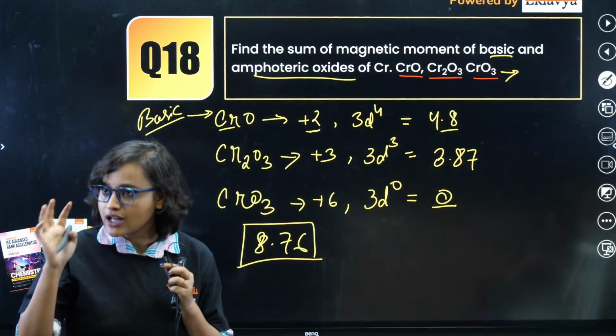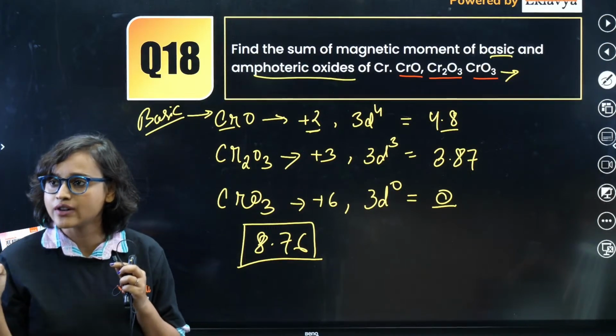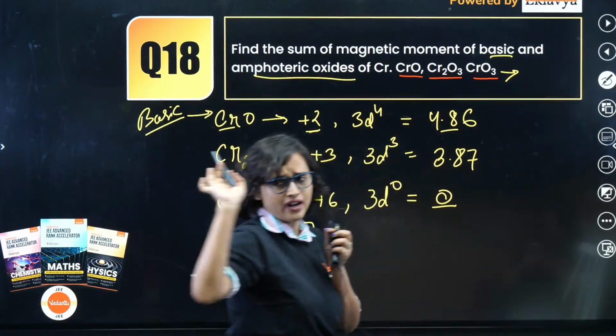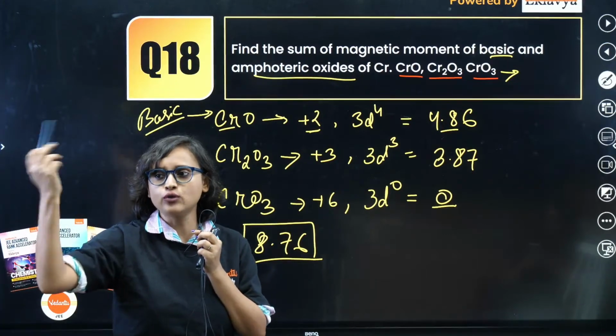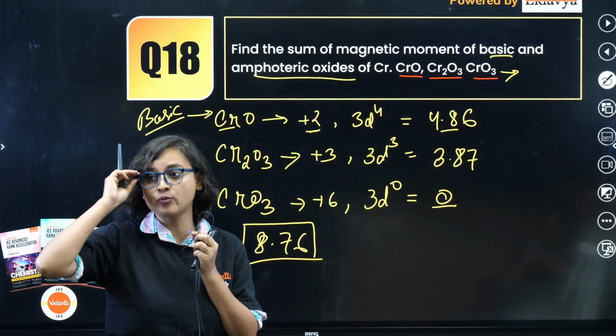Yes, up to 2 decimal was required. So even if it is that, it will be around 4.86. I'm guessing, I haven't calculated it, but you can calculate 4 plus 2 root over. If you do, how much will you be getting? It should be around 4.8, 4.9, isn't it?